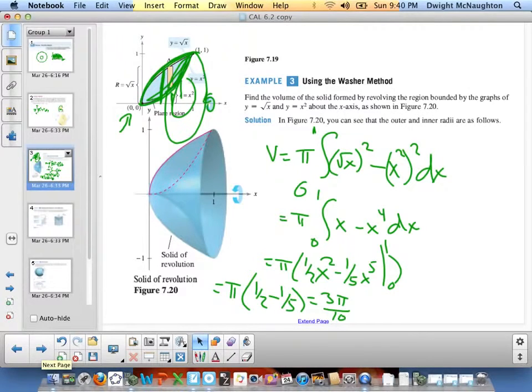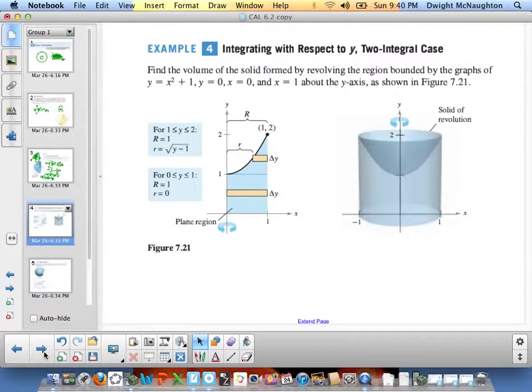All right. Looking at another example, now we're going to rotate around the y-axis. So we've got to find the volume of the solid formed by revolving y equals x squared plus 1, y equals 0, x equals 0, and x equals 1. So in other words, they're just telling us the boundaries. Rotate it around the y-axis.